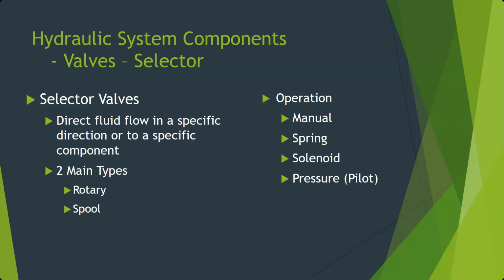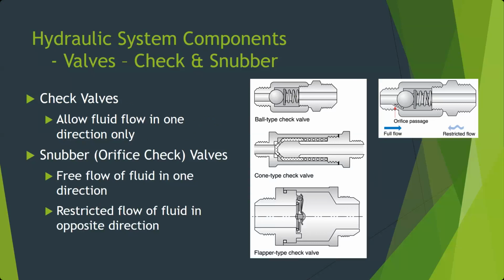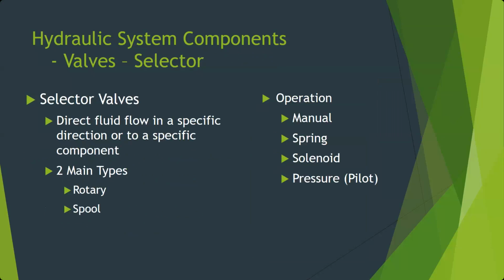The other way we classify them is how they are operated. Just to go back, check valves have no operation. They're operated by the fluid flow itself. Fluid from left to right is going to push the check valve open. Fluid from right to left, there's a spring that will push it shut and it won't be able to go. But for selector valves, we have to operate them. The simplest form is manual. You reach down with your hand and you move the valve.